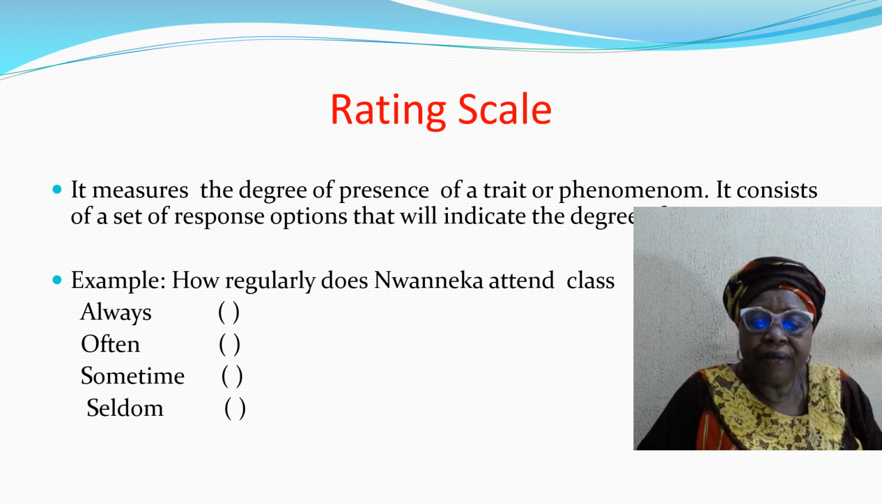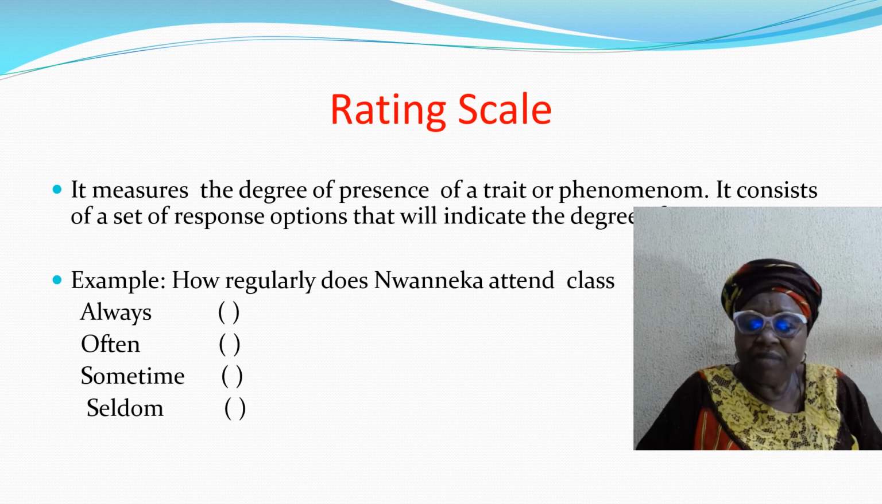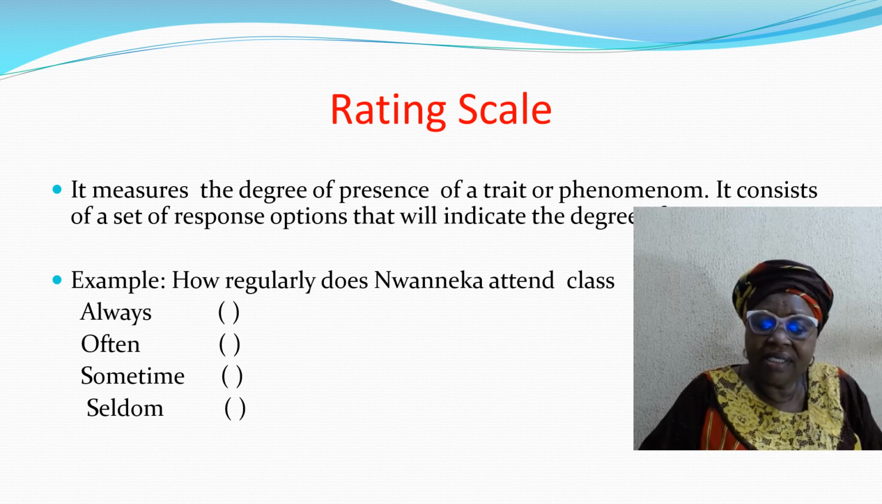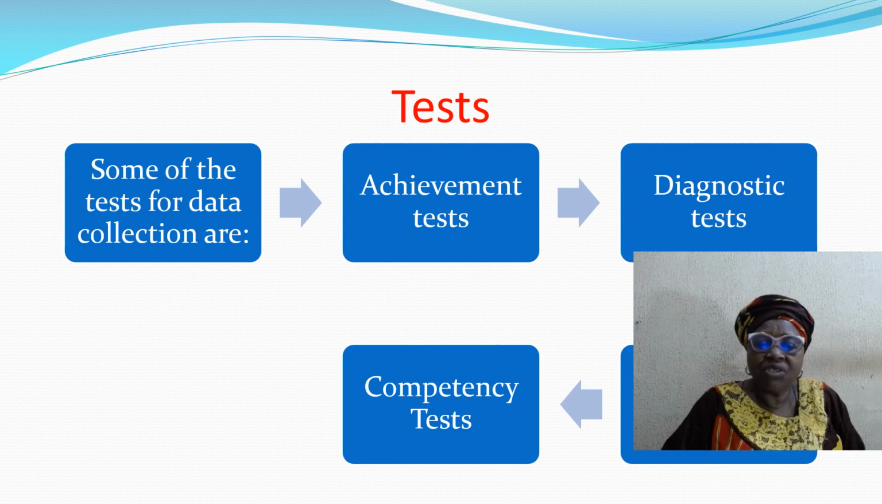Then we have a rating scale. It measures the degree of presence of a trait or phenomenon. It consists of a set of responses that will indicate the degree of presence. For instance, how regularly does one attend class? You have in the options always, often, sometimes, seldom. So this is the rating scale. Always means a high degree of presence. It means that she attends most of the time.